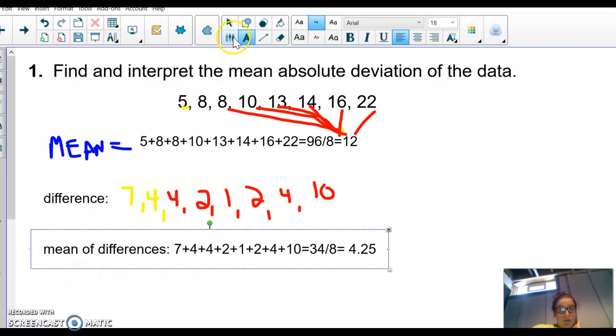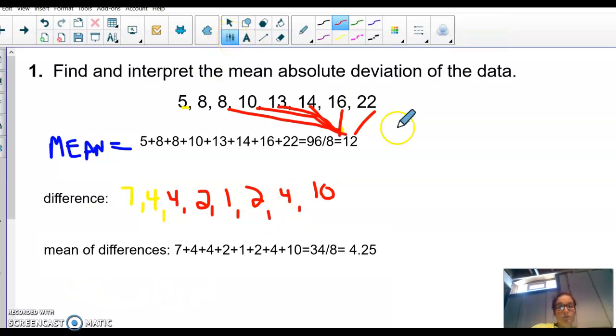So that means that 16 is about 4.25 away from 12. 14 is about 4.25 away from 12. 10 is about 4.25 away from 12. 8 is about 4.25 points away from 12. So it's the average of the differences from the average. So that's mean absolute deviation.